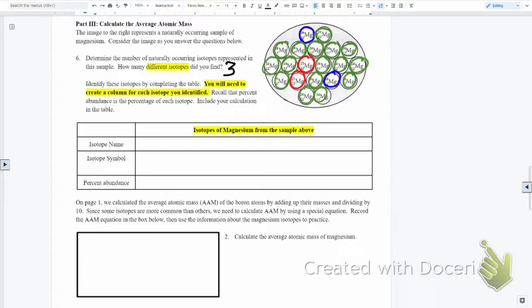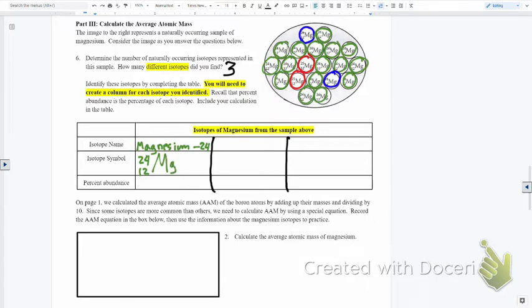Then you're going to be creating a column for each one of the isotopes. Because we found 3 isotopes, we need 3 columns. First, the isotope name. We are going to first look at the green one. It has a mass number of 24. So the name of the element is magnesium-24 because that's the mass number. The isotope symbol is already given to us up there, which is kind of nice. That's the mass number, mass number over the atomic number, and then the element symbol.